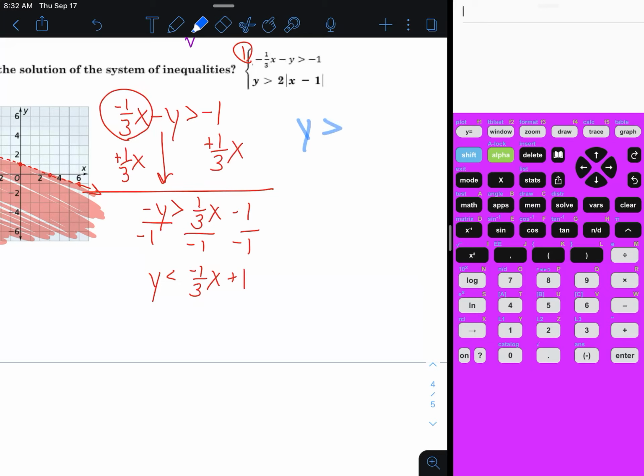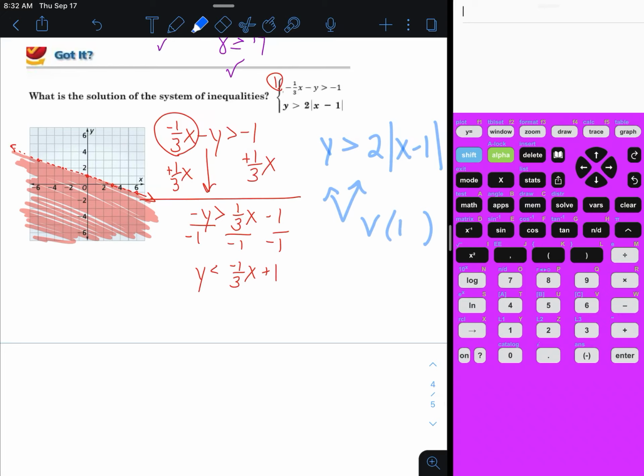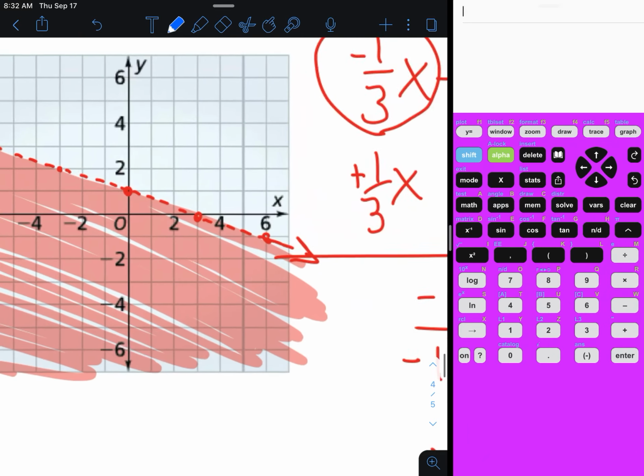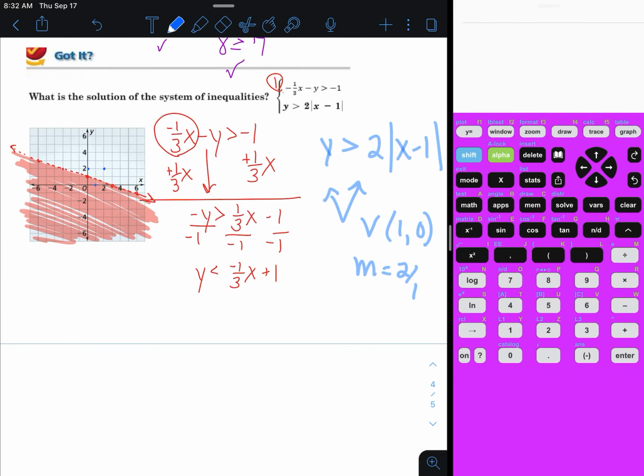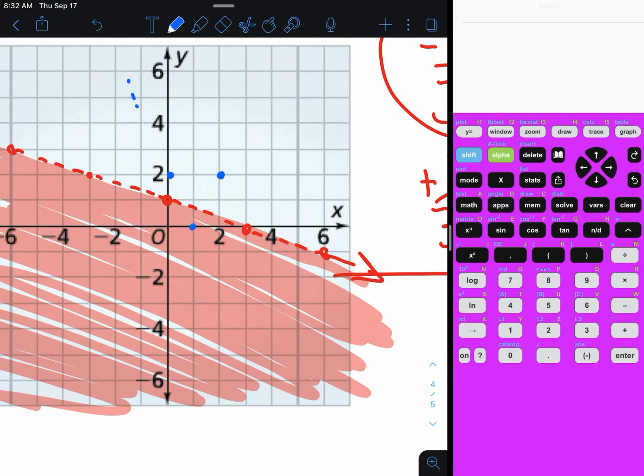Y is greater than 2 absolute value x minus 1. This is going to be a V shape, so I need a vertex of opposite of the inside, 1, the number in the back, 0, and the slope is 2 over 1. Let's plot that point. So I'm going to go over 1, up 0, very similar to the last problem so far. My slope was up 2 over 1. I'm going to connect those with a broken line. So I'm going to zoom in. It's broken because it's just greater than. It's not less. It's not equal to.